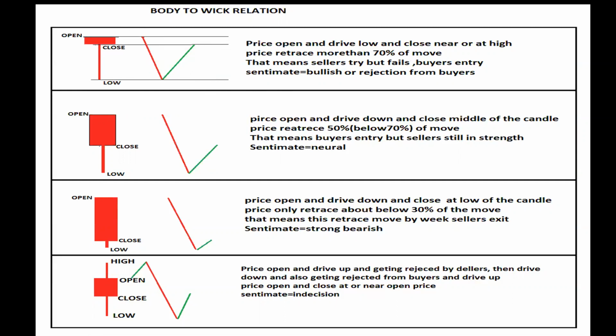And the next one here has price open and drive down. It closed at the middle of the candle, which for my Fibo guys, is a 50% retracement or below 70. That actually is going to mean that the buyers enter, but sellers are still in more strength.